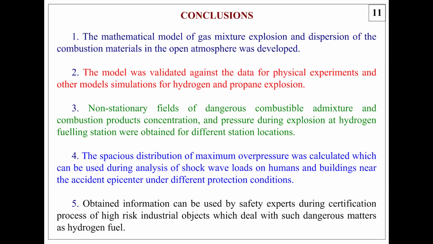The spatial distribution of maximum overpressure was calculated, which can be used during the analysis of shock wave loads on humans and buildings near the accident epicenter under different protection conditions. Obtained information can be used by safety experts during the certification process of high-risk industrial objects, which deal with such dangerous matters as hydrogen fuel.